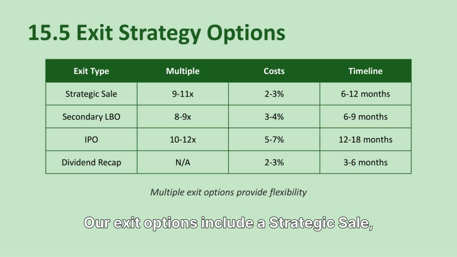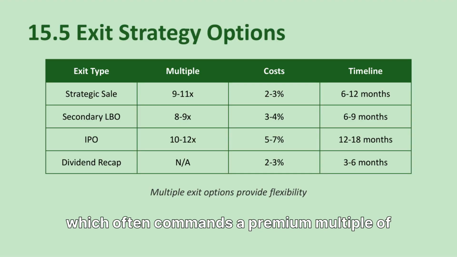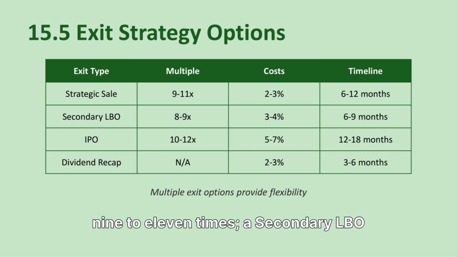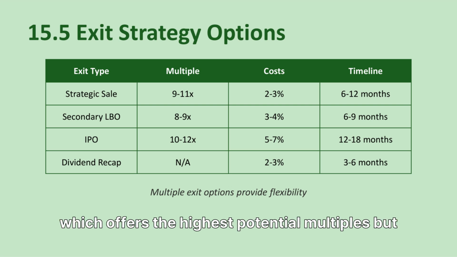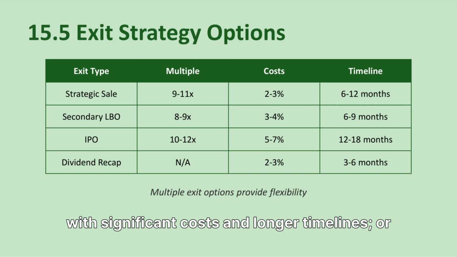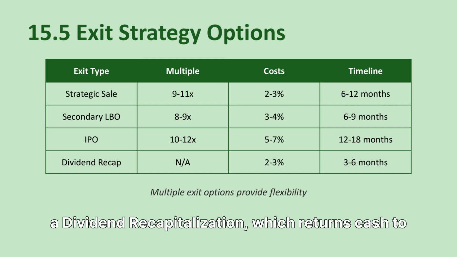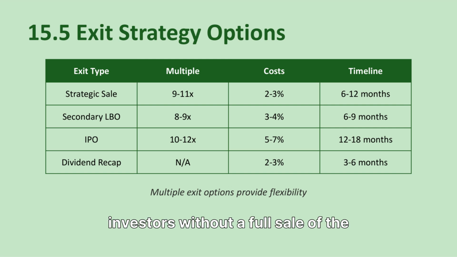Our exit options include a strategic sale, which often commands a premium multiple of 9 to 11 times, a secondary LBO to another private equity firm, an IPO, which offers the highest potential multiples but with significant costs and longer timelines, or a dividend recapitalization, which returns cash to investors without a full sale of the company.